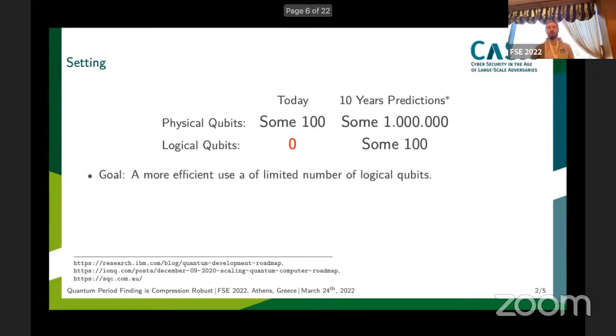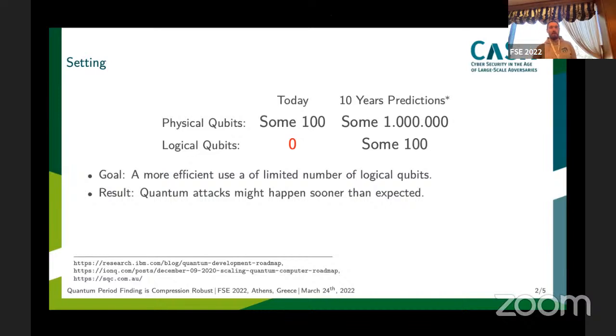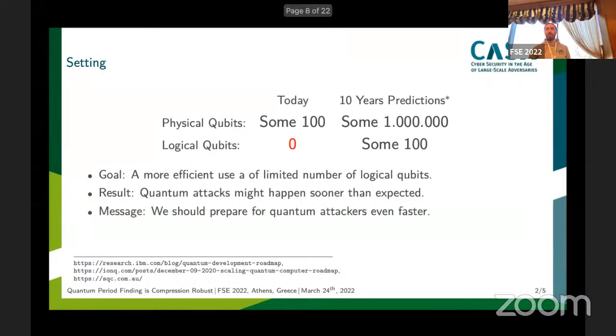Our goal in this work was to make more efficient use of these few available qubits in the future in terms of period finding algorithms. As a result, quantum computers and quantum attacks will become available sooner and so be a threat to our security sooner, which also means we have less time to prepare for quantum attackers.